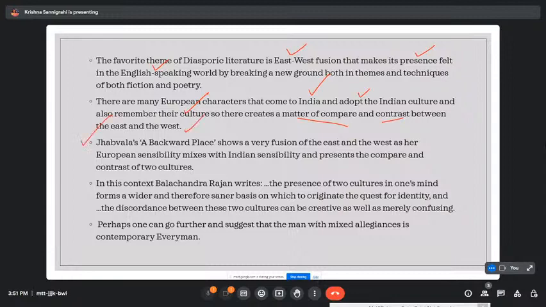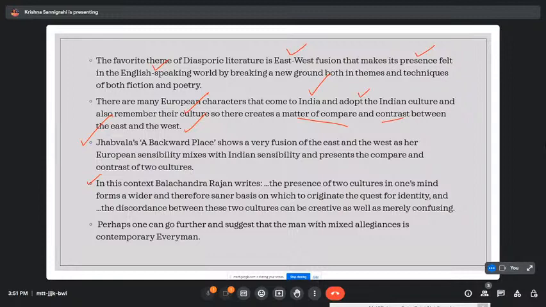Javalas, a backward place, shows a fusion of the East and the West, as European sensibilities mix with Indian sensibility and present the compare and contrast of two cultures. So the identity itself is a mixture of the East and the West. When this mixture is there, you cannot get one uniform, homogeneous identity. It's a heterogeneous identity, wherein different layers of identity based on different cultures exist.